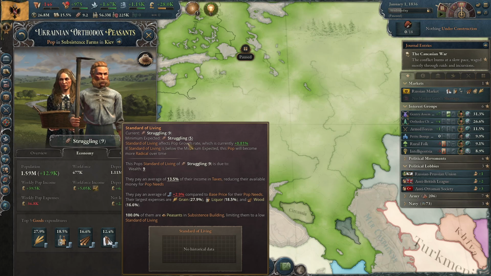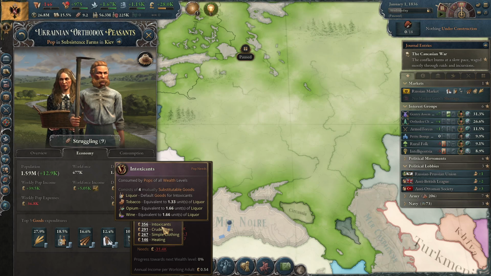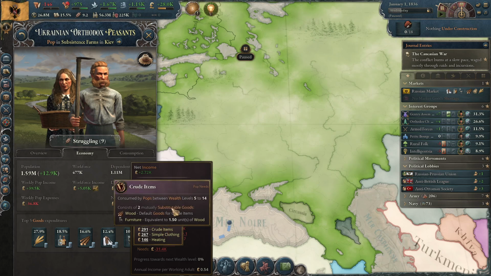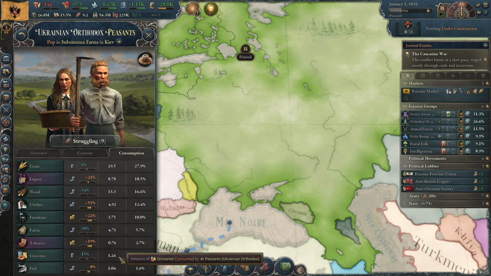And standard of living is very important to pop consumption as well. The higher the standard of living a pop has, basically its base wealth, modifiers don't affect their consumption. The higher their standard of living, the more goods they demand, and at certain thresholds, they will demand more and more luxurious goods. As an example I can give you right now, if we mouse over their net income here, and then go to their needs, we can see that at standard of living 9, they're demanding basic food, intoxicants, crude items. If you want more information on those, you can mouse over any of them, and these handy tooltips are going to tell you more. What goods are considered this? What goods satisfy this need? You can even go over to their consumption page to get a bigger breakdown if you want.